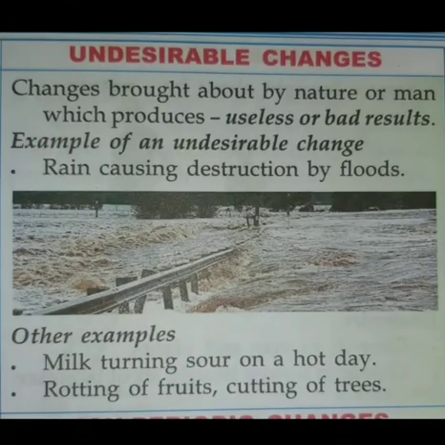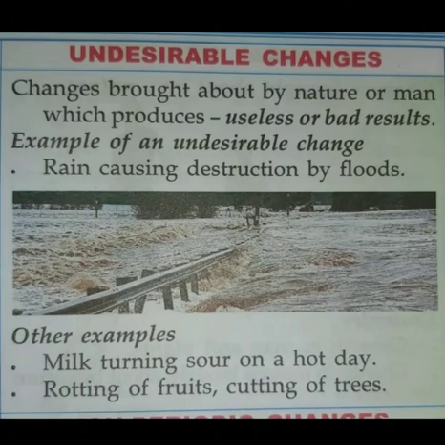The next one, undesirable changes. Undesirable changes means the changes brought about by nature or man, which produce useless or bad results. That means they are not favorable or not beneficial to human beings. This type of change is known as undesirable changes. For example, rain causing destruction by floods. This is undesirable because it is not beneficial to human beings. Or milk turning sour on a hot day. In summer you can find that the milk will be sour. That means it is not favorable or useful for human beings.